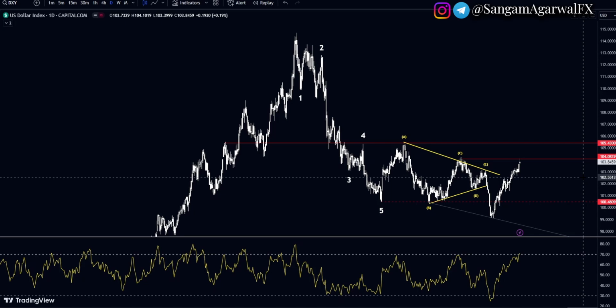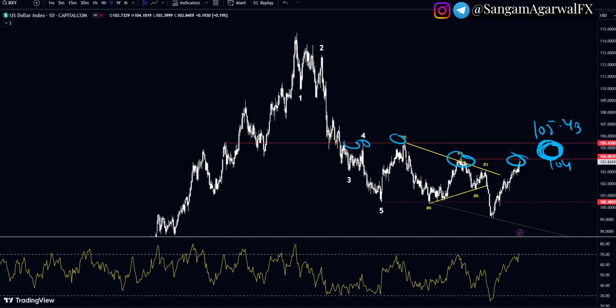Now your dollar index daily time frame. On this low, RSI was oversold. Now it is overbought again. And this area has been tested 3 times by RSI, each time the dollar turned. And right now it is testing this big resistance zone 104, then your next resistance 105.43.